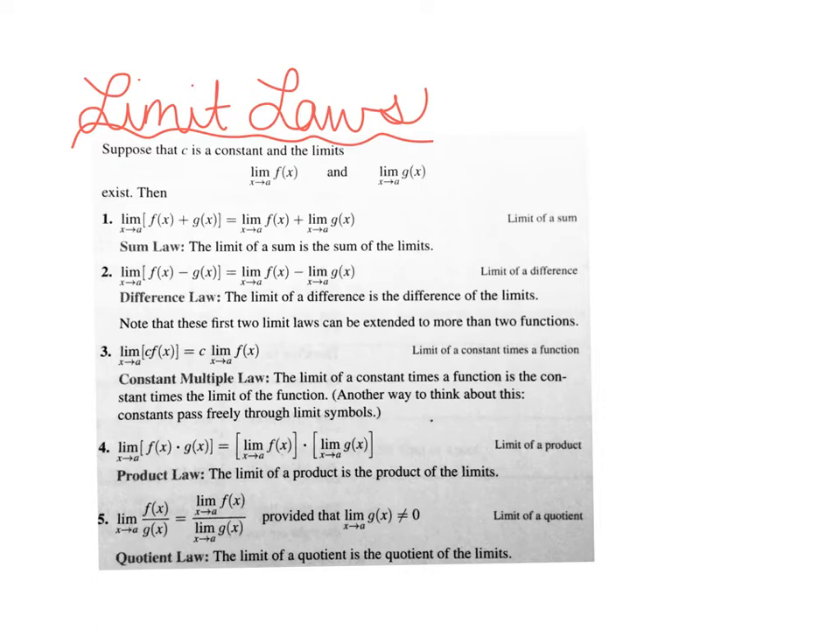However, all these are saying is that if you have two things added together, their limits are going to add. Same thing with subtraction. If you have a constant, you can pull it out front. Multiplying and dividing can be split apart. That's all these things are saying.